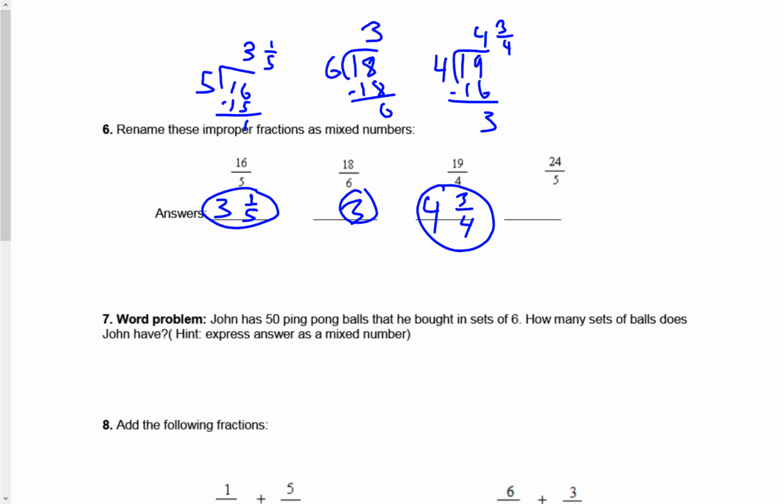All right, last one. 24/5. This one we're going to try and do in our head. 5 goes into 20. Well, 5 times 5 is 25, so it doesn't go in 5 times. So let's do one less. So we do it 4 times. That gets us to 20. But then we have 4 left over, so 4 and 4/5. All right, and that is improper fractions to mixed numbers.